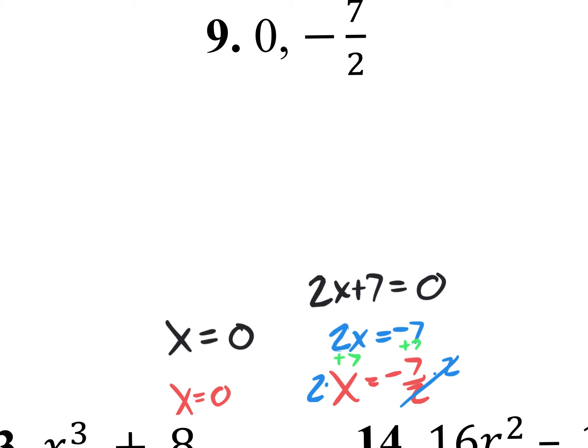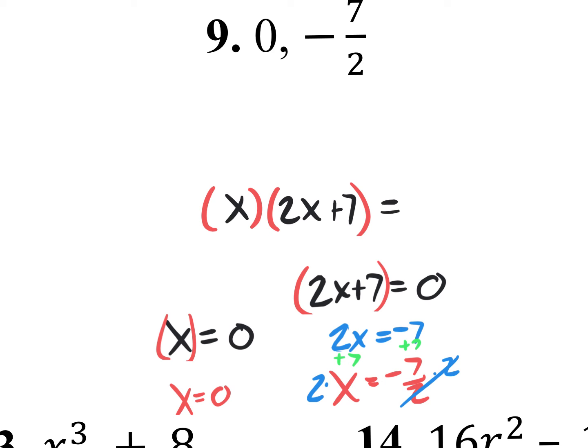So this first something that was set equal to 0 is x. The second something that's set equal to 0 is 2x plus 7. So I really have x times 2x plus 7, and that is set equal to 0. Now, this is a factored form of an original equation. So what is that original equation? Just distribute: x times 2x, that's 2x squared, x times 7, that's positive 7x. And that's it. Equal to 0.